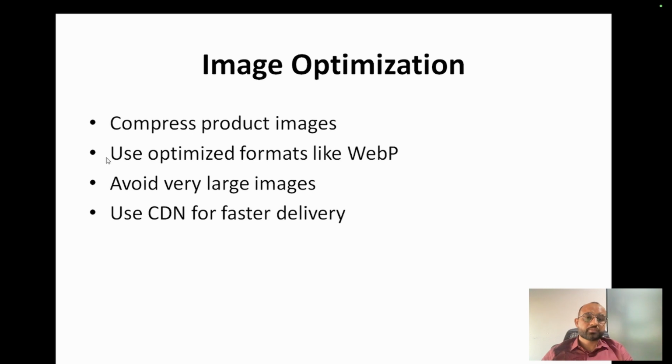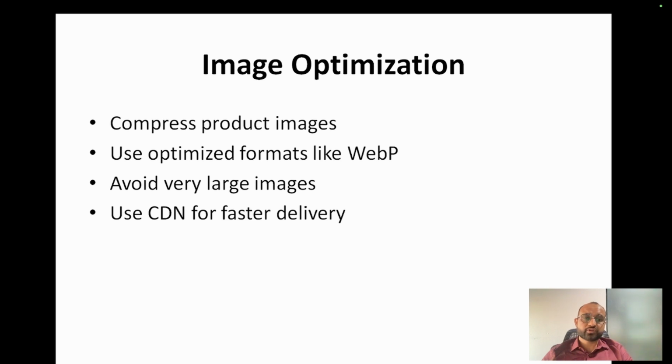Use an optimized format like WebP. WebP is the fastest to load images. So if you want to convert images to WebP, that will be very useful. If you upload only WebP images, fine, or if you have JPEG images, there are marketplace plugins that automatically convert JPEG images to WebP.